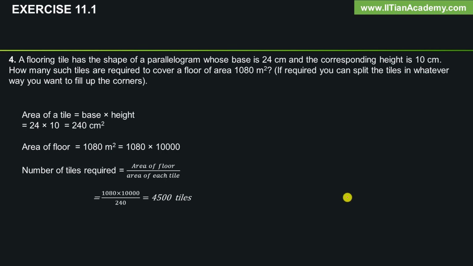Question 4. Here, we have to find number of tiles required to cover a floor of area 1080 meters square. We have each tile as parallelogram shape. Hence, area of each tile is 24 into 10 equals 240 centimeters square. Now, floor area is 1080 meters square. Hence, we need to convert floor area also in centimeters square.